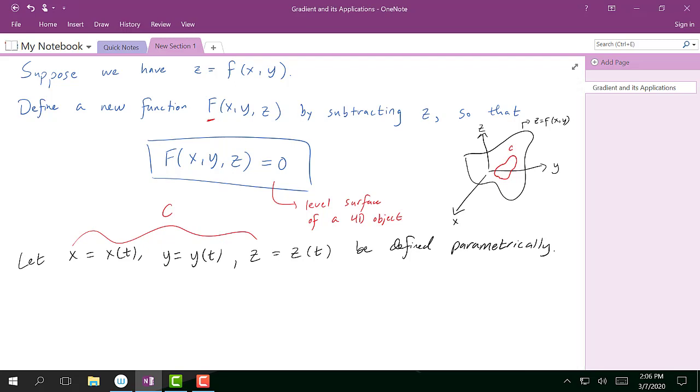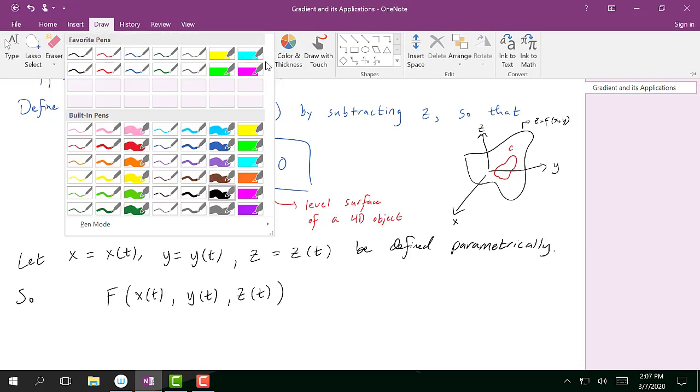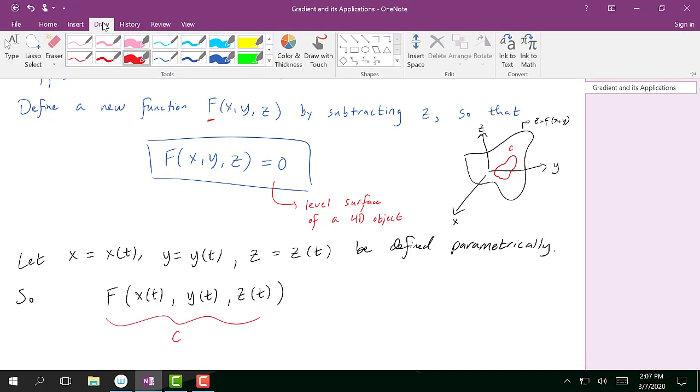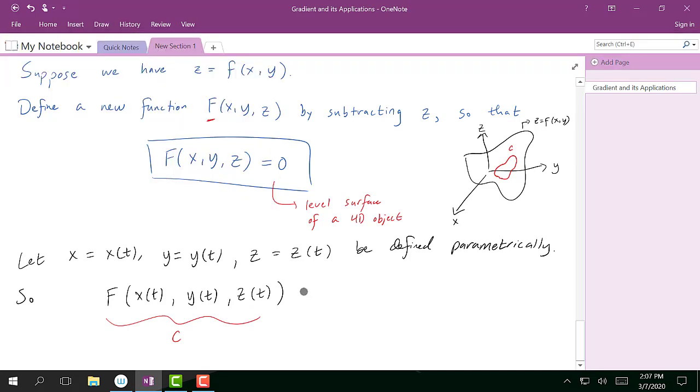But for now, what we have is, again, we had F of x, y, and z. But instead of that, I'm going to write x of t, y of t, and z of t. And this is going to be the function evaluated along this parameterization. So I apologize, I think this right here should be C. So this will be my curve C. So what this is going to be equal to, of course, we had on the right-hand side was 0. Scroll down for just a moment.